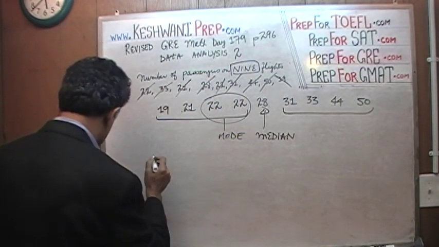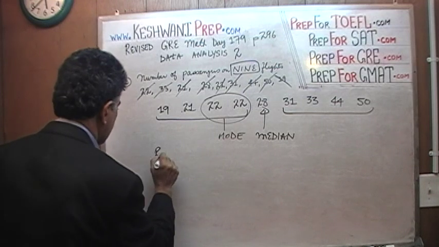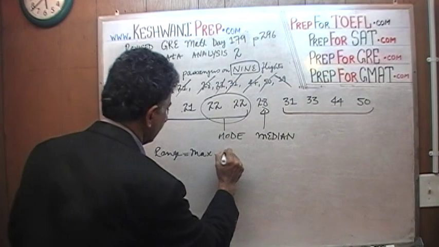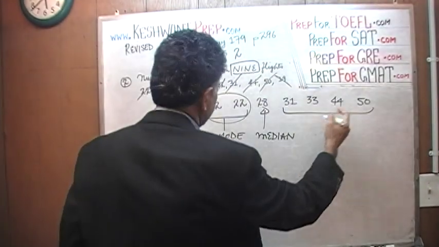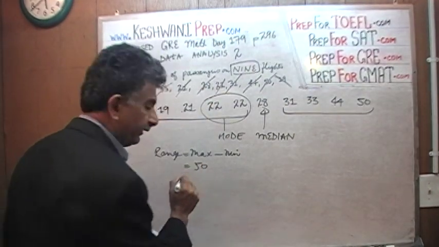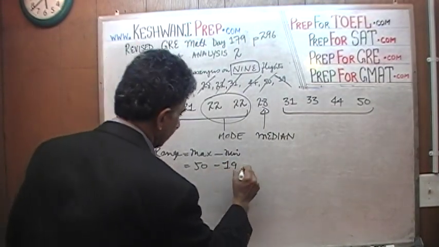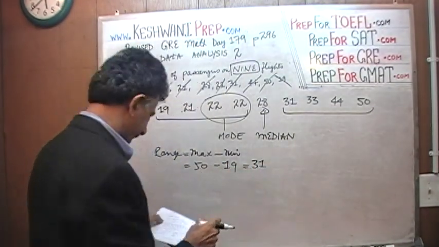The range is simply the maximum, the highest observation, minus the minimum. The highest observation is 50, since everything is arranged in order, and the lowest is 19. 50 minus 20 would have been 30, so it's 31.